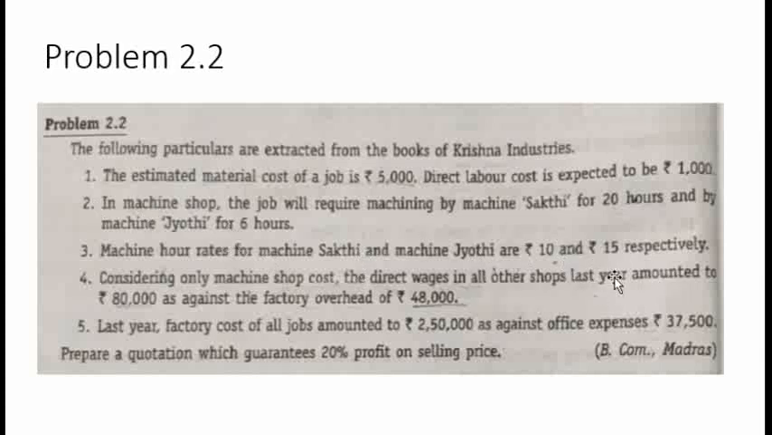6 into 15. Next, the fourth point: considering only machine shop costs, the direct wages in all other shops last year amounted to rupees 80,000 as against factory overhead of rupees 48,000. Okay, I will explain this. Then the fifth point: last year the factory cost of all jobs amounted to rupees 2,50,000 as against office expense of 37,500.